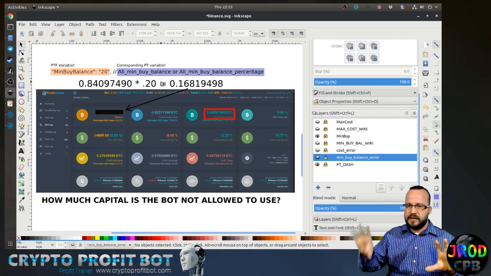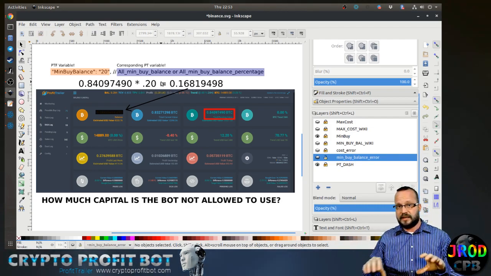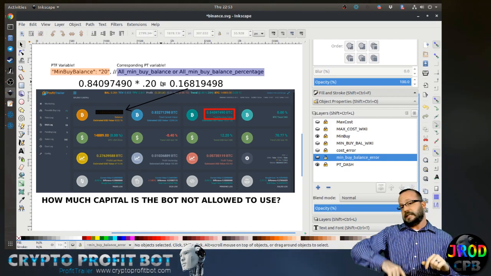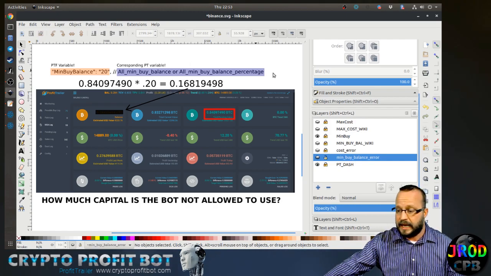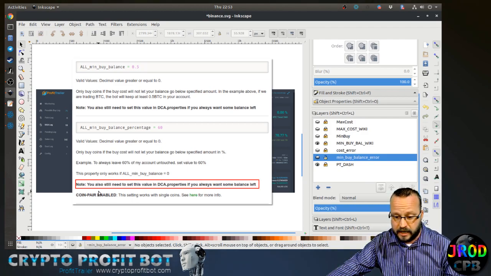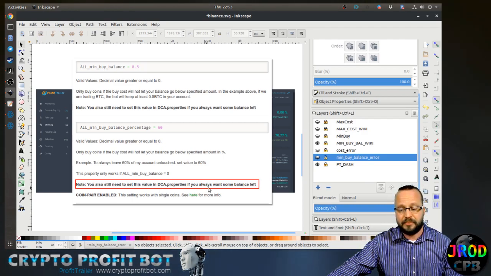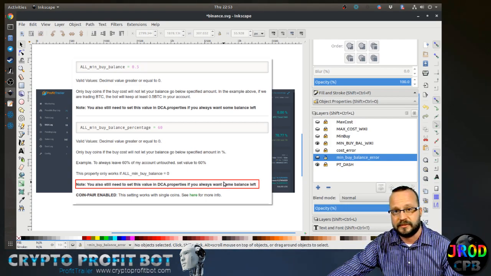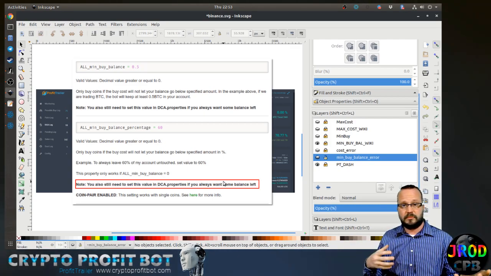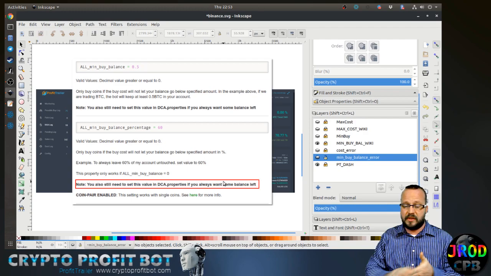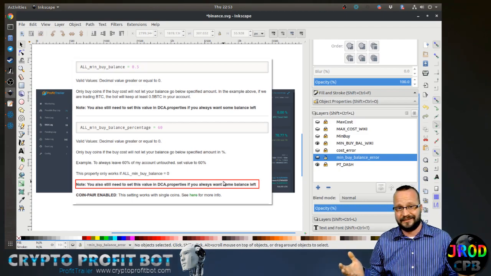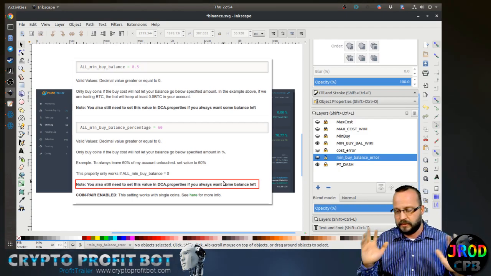The DCA is its own beast. It's its own thing. It wants to do its own buys. So you need to set that parameter as well, because even though you've set your min-buy balance here, DCA also has a min-buy balance, and that is also referenced in the wiki for Trailer. Right there. You need to set this value in DCA properties if you always want some balance left. So you've got to set them both. It's up to you how you set them. You can set them the same, different, overlapping, doesn't matter. But just be aware that if the min-buy balance in DCA is 0, it's going to use all your money. And then you're going to get errors. What's going on? So just be aware of that.